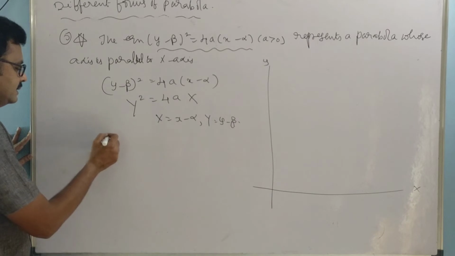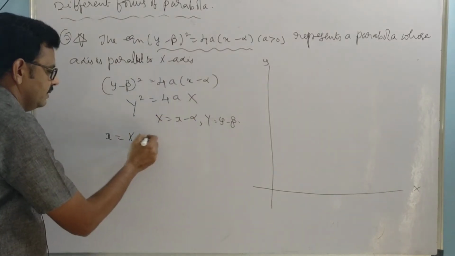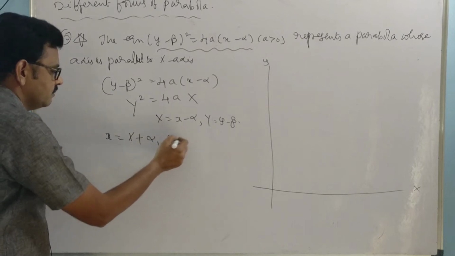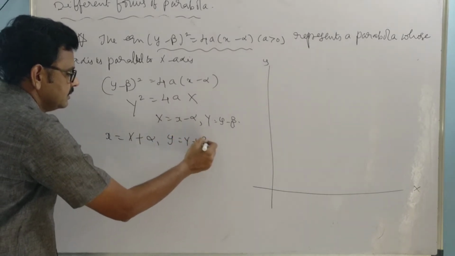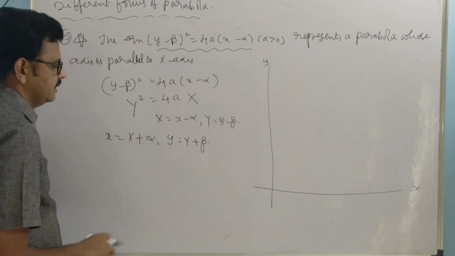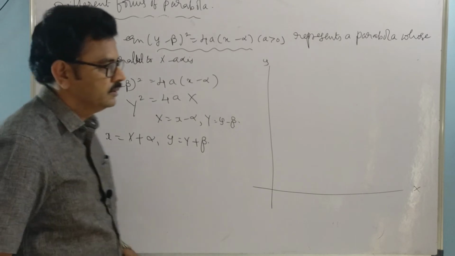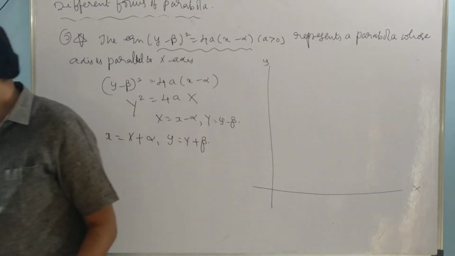Then you know that x is equal to X plus h, h means alpha, and y is equal to Y plus k, k is beta. That implies capital X equal to x minus alpha, capital Y equal to y minus beta. That is the meaning.